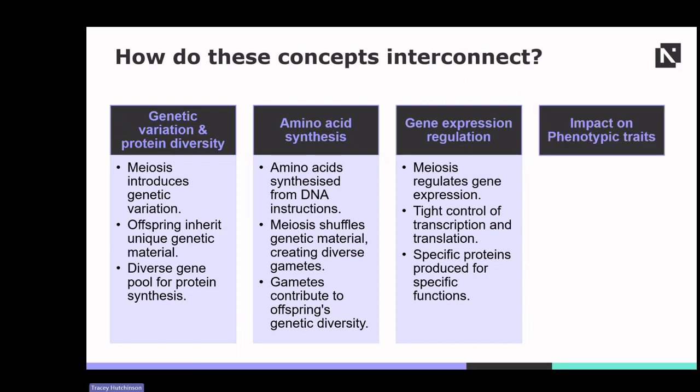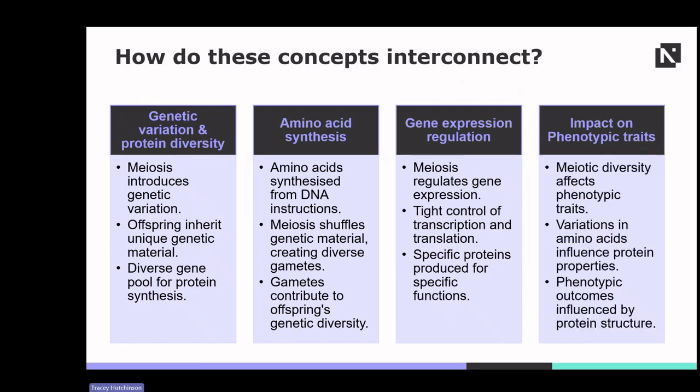So, impact on phenotypic traits. The genetic diversity generated through meiosis can influence phenotypic traits, including those related to protein structure and function. Variations in amino acid sequences resulting from genetic recombination events during meiosis can lead to differences in protein folding, stability, and activity. These differences in protein properties can in turn impact an organism's phenotype, including appearance, behavior, and physiological characteristics.